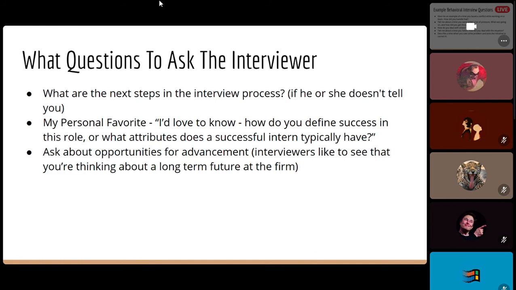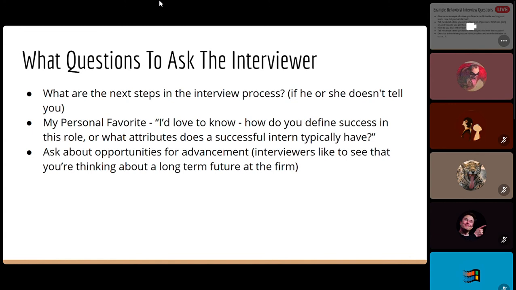What are the next steps in the interview process, if he or she hasn't already told you? It's a go-to question of mine, and it's very good because it shows interest. It shows that you want this position and you also want to know what's next. My personal favorite is: how do you define success in this role, or what attributes does a successful intern typically have? It shows that you want to be successful in this role and you want to impress, basically.